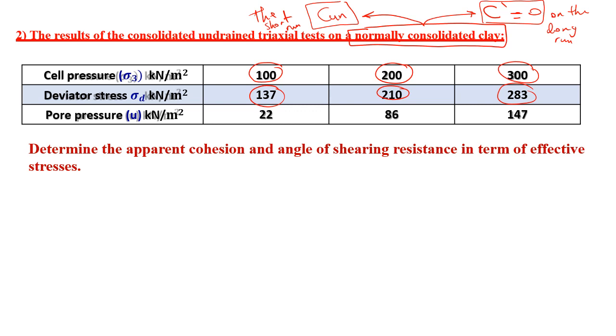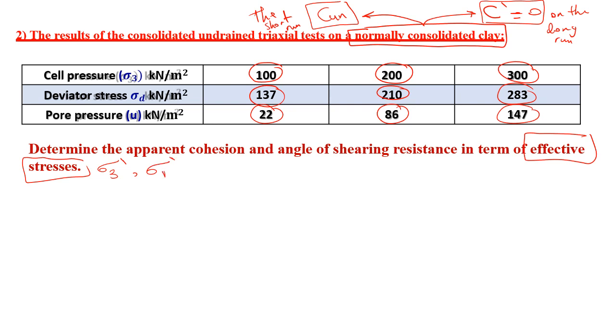As we have just mentioned, in this type of triaxial test, you can measure the generated excess pore water pressure, and it was 22 kilopascal, 86 kilopascal, and 147 kilopascal. So you are required to determine the cohesion and the internal angle of friction in terms of effective stresses. So if you want these values in terms of effective stresses, you must know the value of sigma 3 prime and sigma 1 prime.